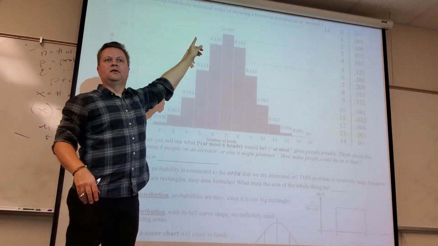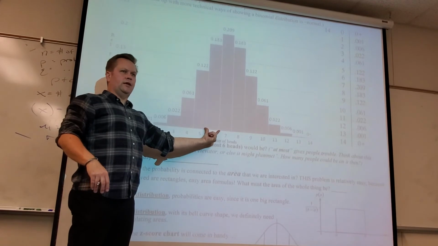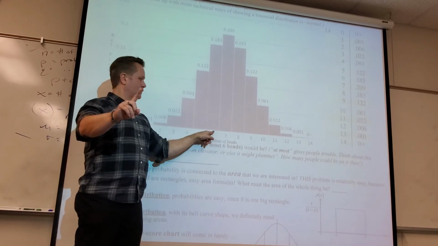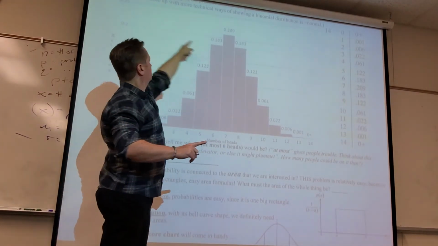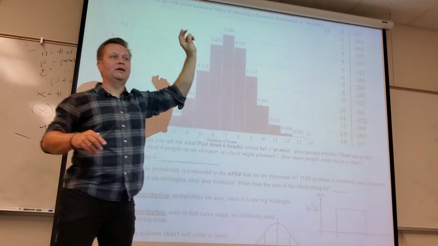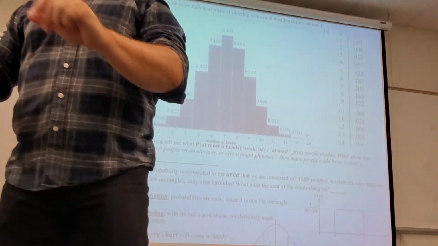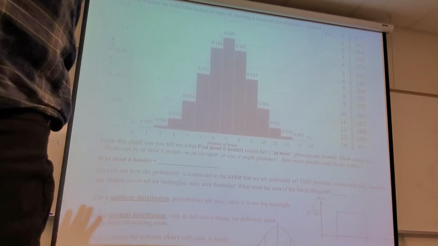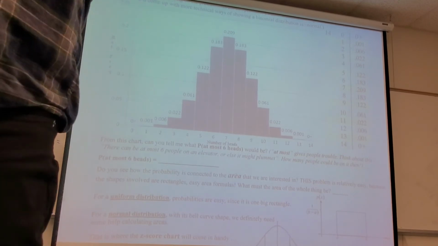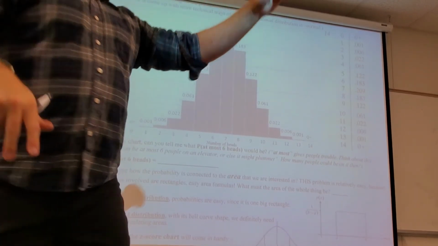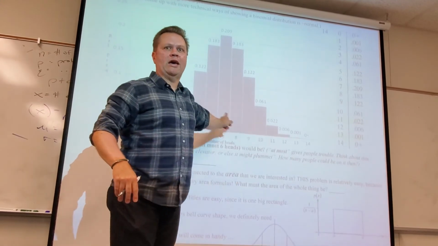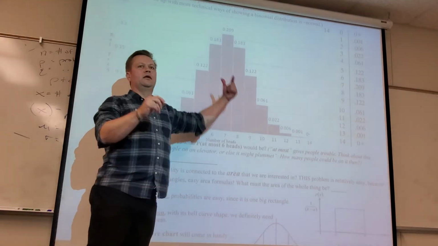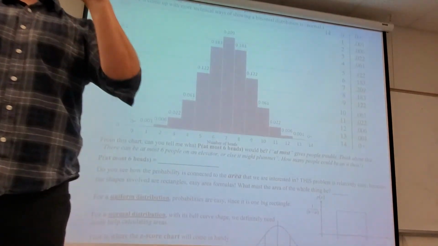0.183, right? What's the area of this rectangle? What's the width of this rectangle? 1. And what's the height? 0.183. So what's the area? 1 times 0.183. So this is what I was saying earlier. If I have a visual of the probability distribution, and I make the whole area of it 1, right? If I add them all up, I get 1. Then any probability question will be equal to the area of that on the picture. That's huge.